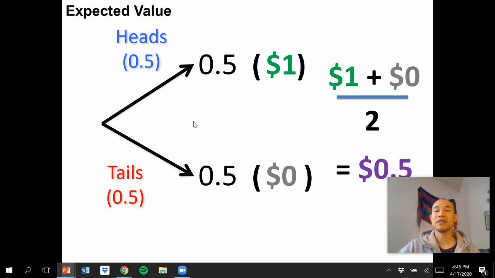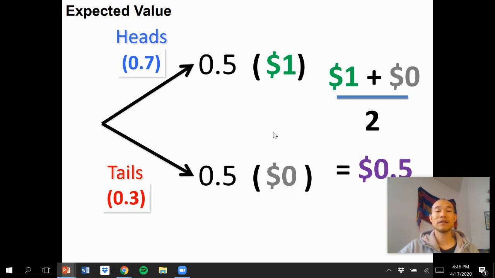However, this only works because heads and tails is equally likely. What happens if we have a weighted coin that has different probabilities? Do we still expect to earn 50 cents on average? No, because heads is going to happen way more often, so we'd expect to earn more. You're going to earn that $1 more often than before.